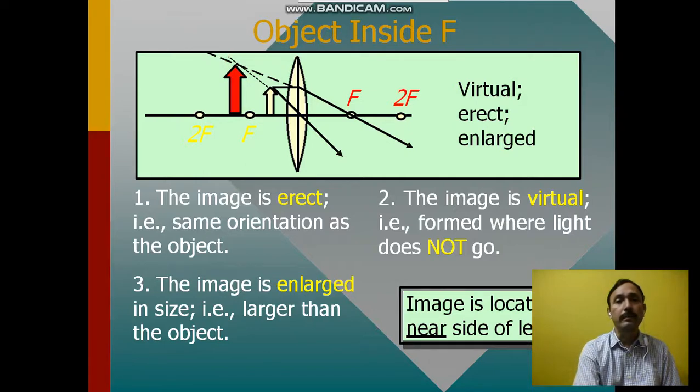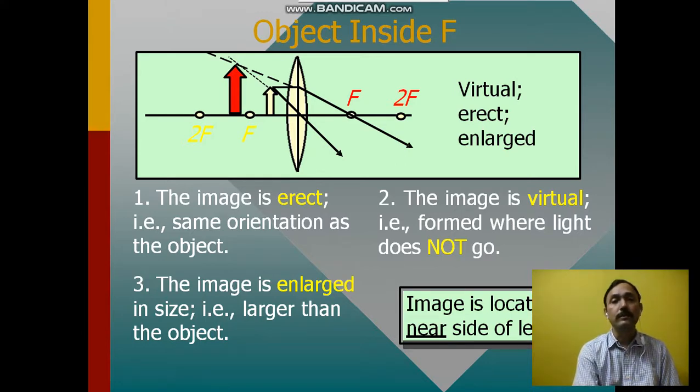Then an image is produced here. So this image is beyond the lens and towards the direction where the object is placed, and it is larger in size. So the image is erect and has the same orientation as the object.